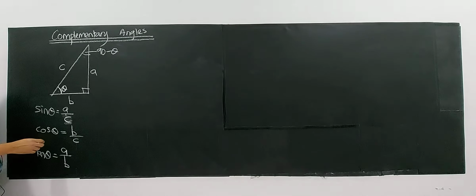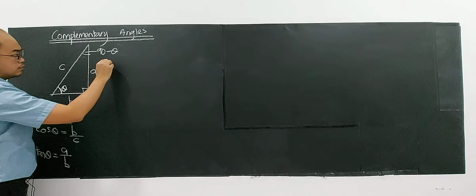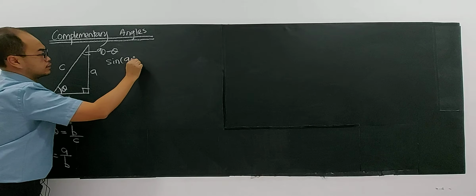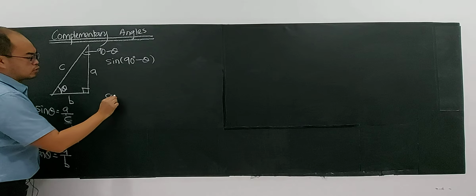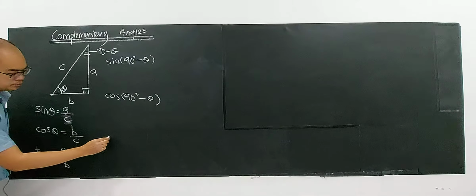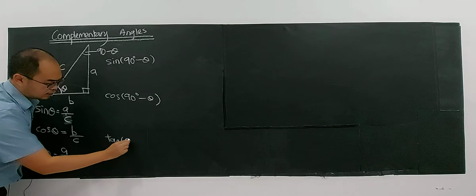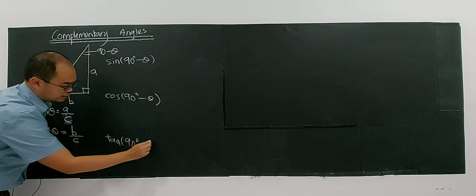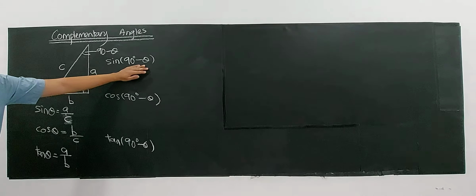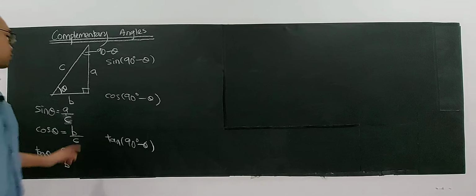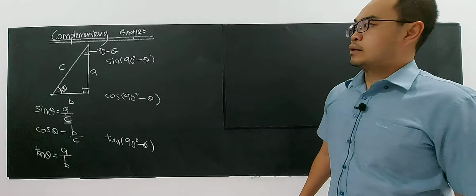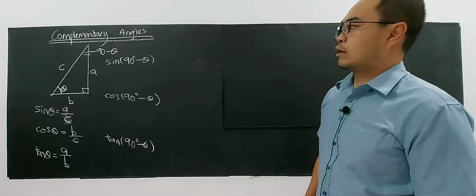So from here, let's say you have sine of 90 minus theta, and what is cos of 90 degrees minus theta, and tangent of 90 degrees minus theta? Theta and 90 minus theta are complementary, which means when you add up these two angles, you get 90 degrees.